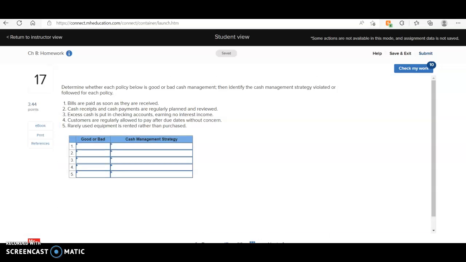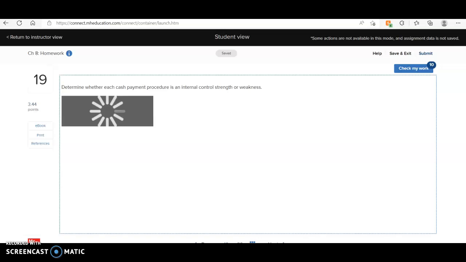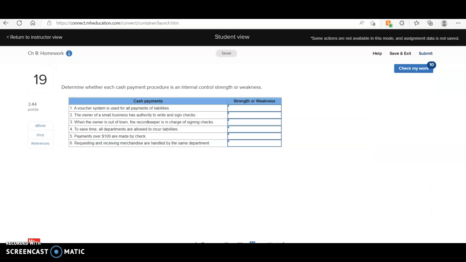Number 17 is looking at some more information, again, controls, and whether it's a good or bad cash management strategy. So that one you guys are going to read on your own. It does have a reference to the ebook to that area if you need help with those. Number 18 is asking us to determine whether cash receipts is an internal control strength or weakness. So just read through the transactions, see if it's something that's going to be helpful to the company to protect their assets or something that could harm them. Number 19, again, it's looking at cash payment procedures this time to identify whether the cash payments are strengths or weaknesses.